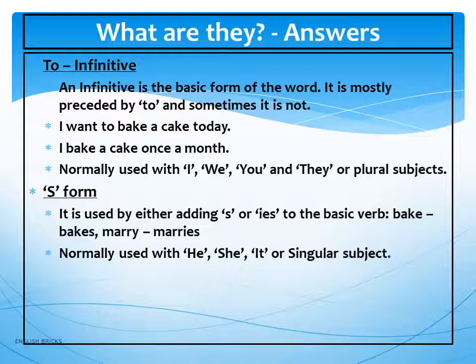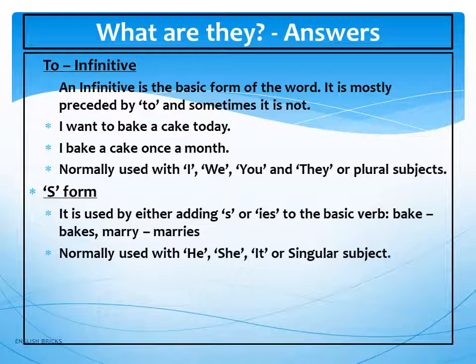I want to bake a cake today, and there you have to bake, the to infinitive. Bake is the basic form of that verb. And I can also use it without to. I bake a cake once a month. Alright. So it is normally used with I, we, you, and they or plural subjects. So I bake, we bake, you bake, they bake, several bake, Ram and Sham bake. So that's how we use this to infinitive or the basic form of the word.